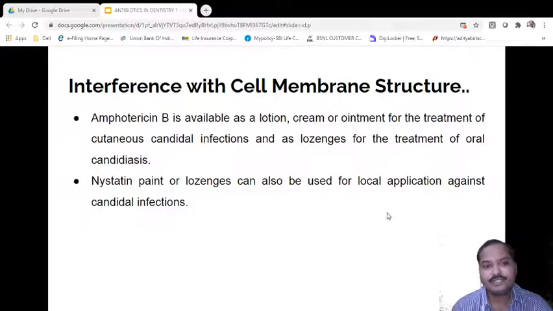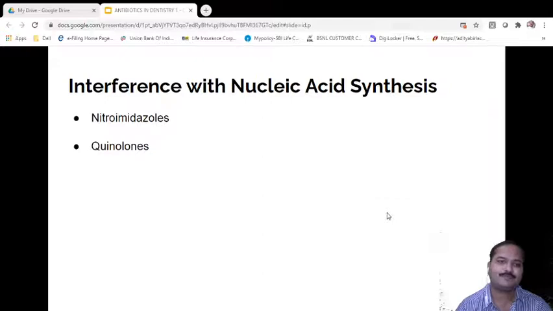Now, amphotericin B is available as a lotion, a cream, an ointment for cutaneous candidal infections, and lozenges for the treatment of oral candidiasis. Similarly, nystatin paint is available, and lozenges can also be given for local application against candidal infections.